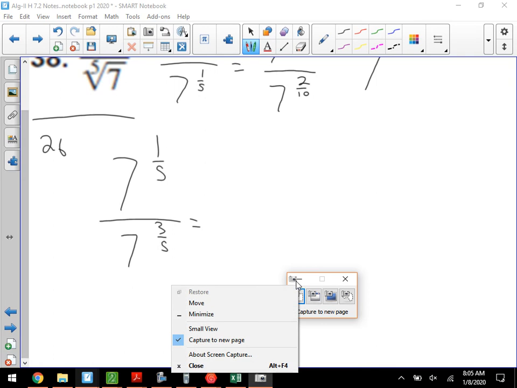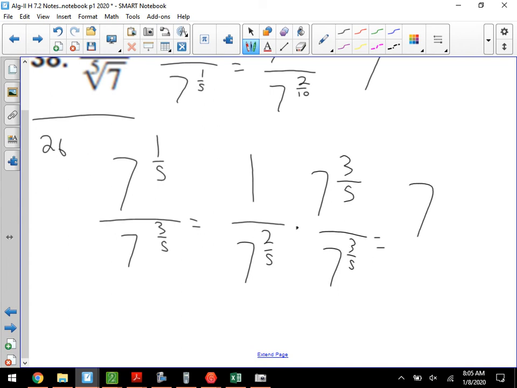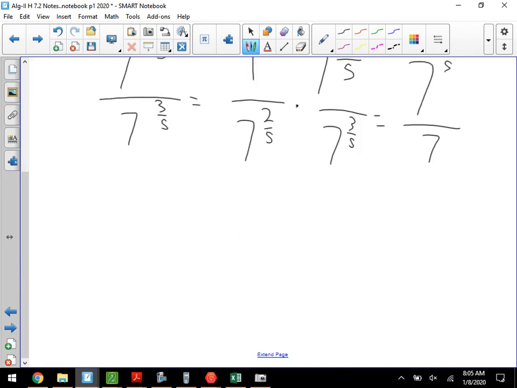So this would be, you knew that you would play war, you'd get 1 over 7 to the 2/5, and then always, no fractional exponents are allowed within denominators, just like we couldn't have square roots in denominators, same idea. You rationalize and multiply top and bottom by the 7 to the 3/5. And you wound up with 7 to the 3/5 over 7. We okay with that?